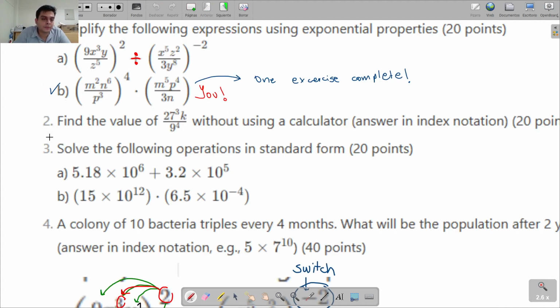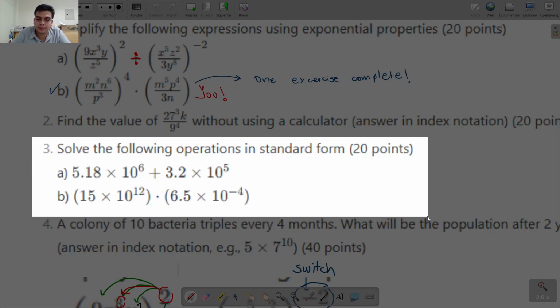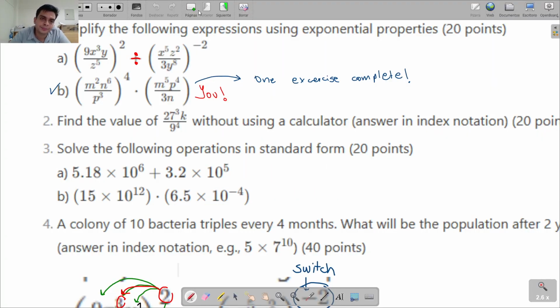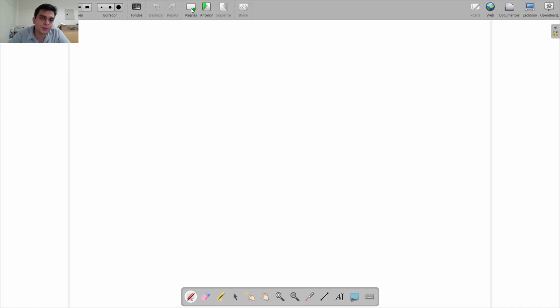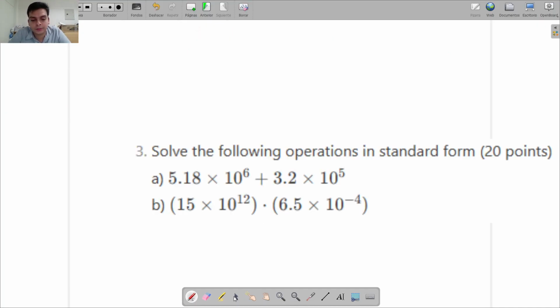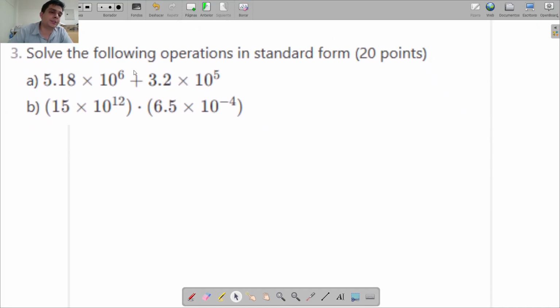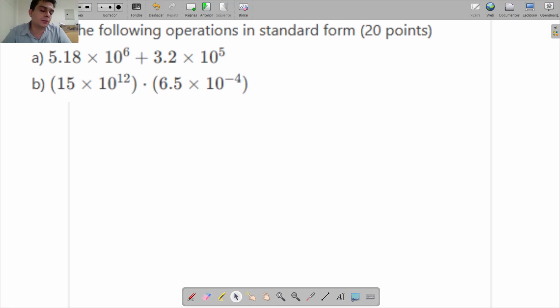Now, we have to solve these operations. They are quite short. Here, make sure you show the process, because I need to see the process. Otherwise, I will understand that you just put this in your calculator. To make this, I set a rule. First step, we are going to do a first one.